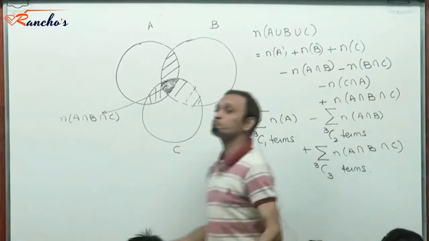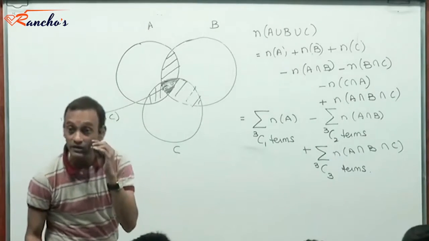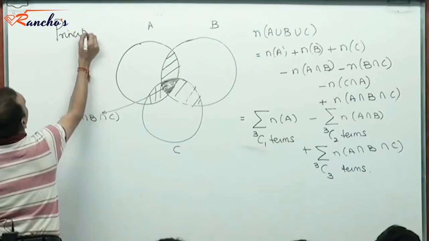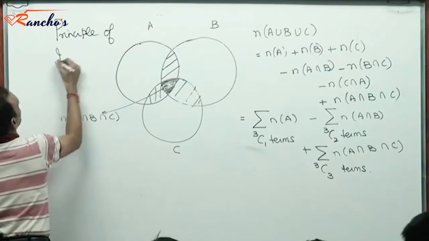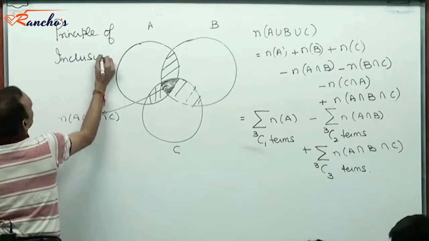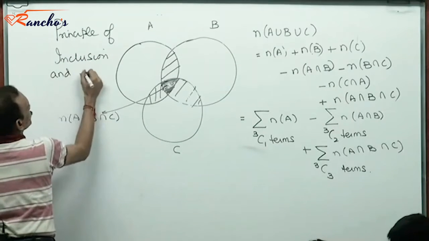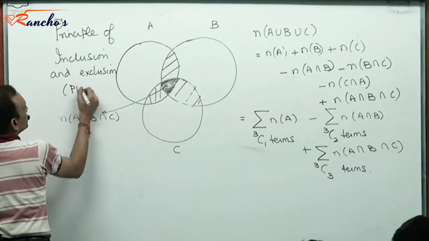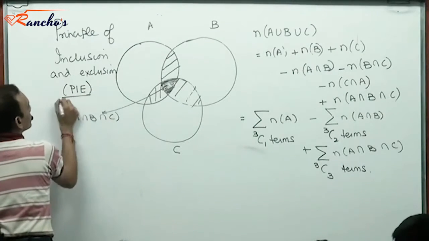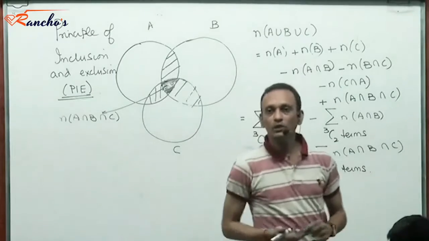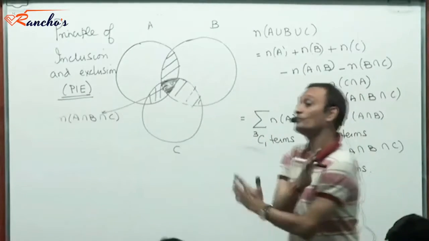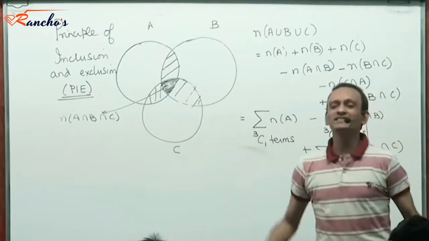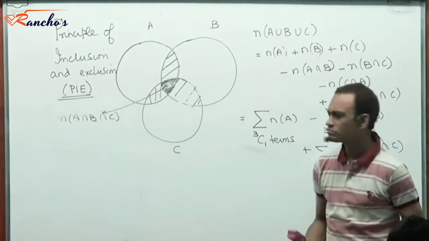So now this principle is called the principle of inclusion and exclusion. We'll call it the pi. The principle of inclusion and exclusion. Now, a generalization of this principle. Let me generalize this, which can be obtained from mathematical induction.